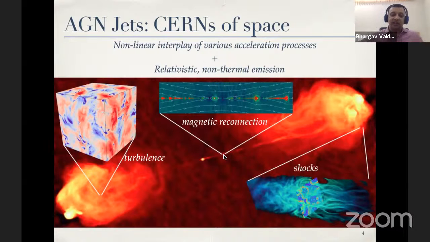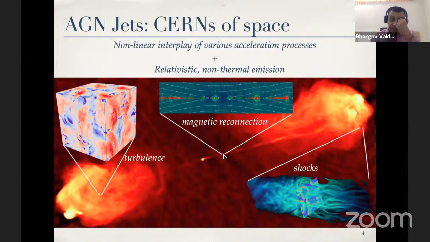If you go to much larger scales, on the lobes, where you have much weaker magnetic fields, the primary acceleration mechanisms that are mostly attributed are shocks and turbulence and so forth, where you can have both shocks and turbulence acting together and accelerating particles continuously as they are getting cooled due to the synchrotron process and emitting radiation. In addition to this confluence of acceleration processes, of course, these jets are highly relativistic in nature.